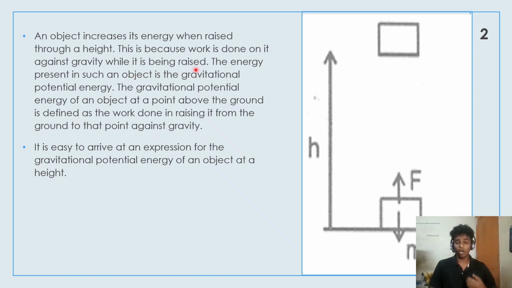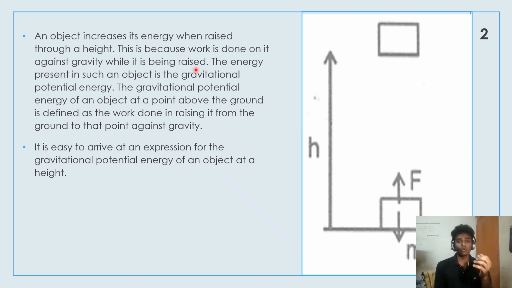So while I'm lifting this mouse from its original position to a certain height, gravity is acting on it. You all know about gravity, right? Gravity is a force which pulls everything towards itself. So while I'm lifting this mouse or any other object, gravity is trying to pull it downwards. While I am trying to lift it up, gravity applies a force which tries to pull this mouse down.